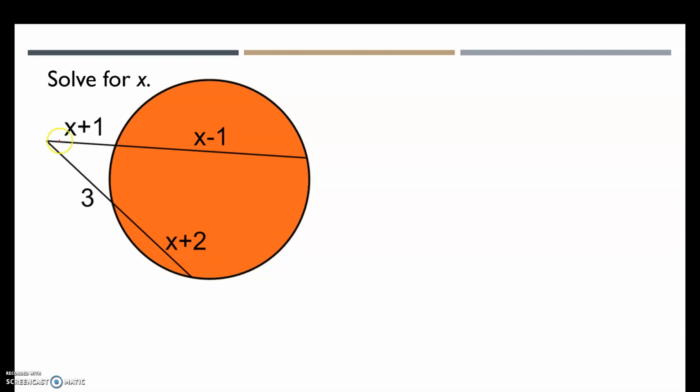Okay, so we're going to do our exterior. Our exterior is going to be x plus 1. And I'm going to multiply that by my entire secant. So the entire secant, I'm going to take the outside guy plus the inside guy. So I'm going to get x plus 1 plus x minus 1. And that's my whole secant. And I'm going to set that equal to the exterior of this guy, which is 3, times the whole thing. And I'm going to add my outside plus my inside. And I'm going to get 3 plus x plus 2.